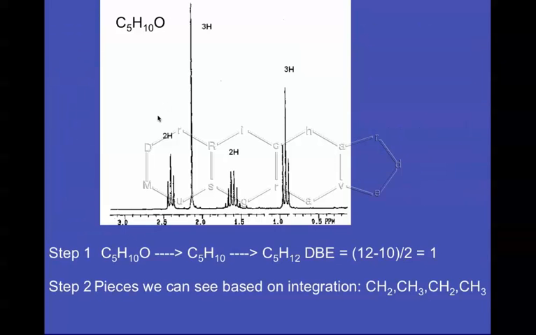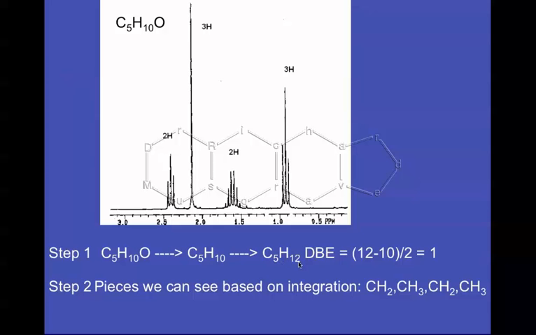So here's our spectrum, here's our molecular formula. Step 1, we find out the number of double bond equivalents because that will help us put it together. C5H10O becomes C5H10 because oxygen doesn't figure into the calculation. This becomes C5H12 because 12 would be the number of saturated hydrogens when the number of carbons is 5.